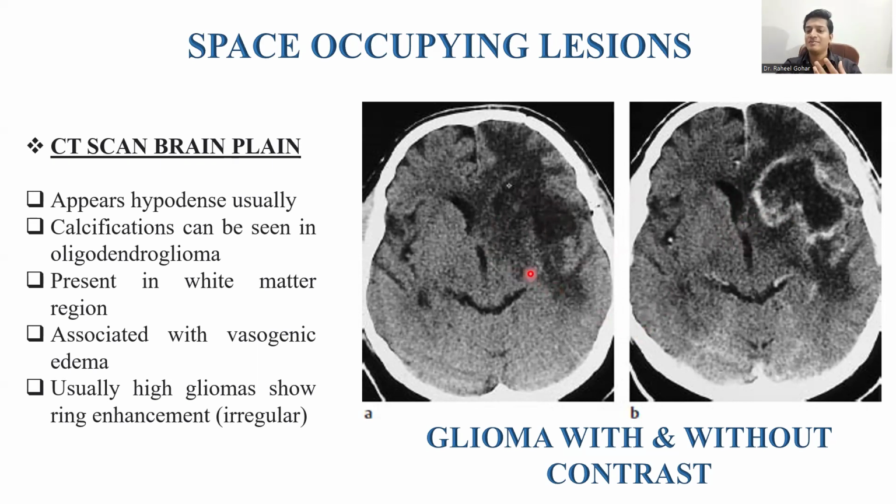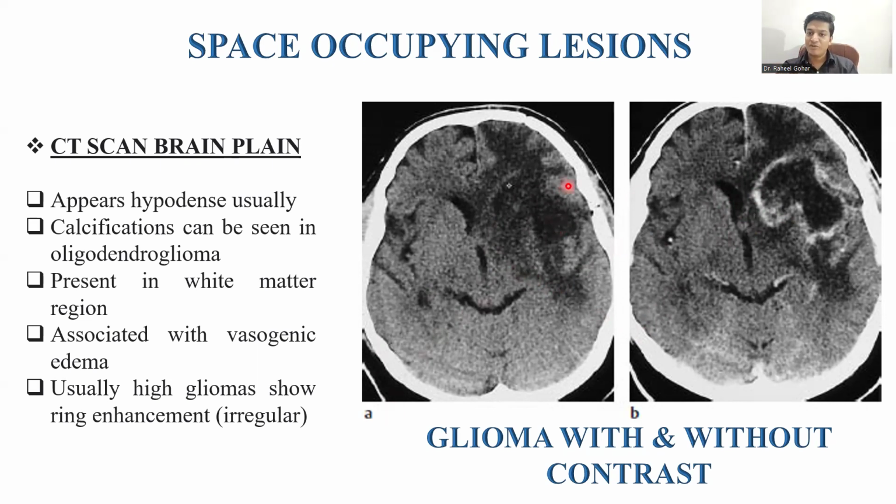So usually gliomas appear hypodense, and they are space occupying. Whenever we are talking about the tumors, whenever we are talking about the abscesses, they usually present with vasogenic edema, and they are in the white matter. Now how can we differentiate between the infarct and this space occupying lesion?